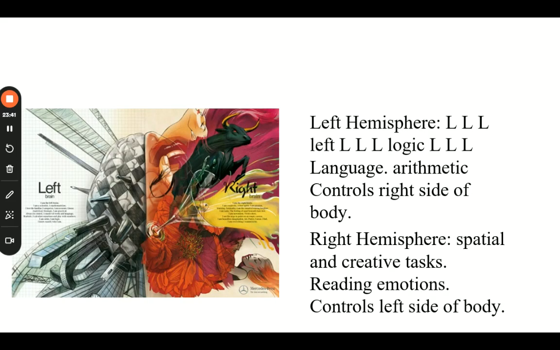Okay, write all this down. You need to know, what does the left brain do and what does the right brain do? Left brain, language, la la la left, la la la language, la la la logic. Language, Broca's area, Wernicke's area. Arithmetic, basic math like 3 plus 5, 2 times 7, that's arithmetic. And the left brain controls the right side of the body.